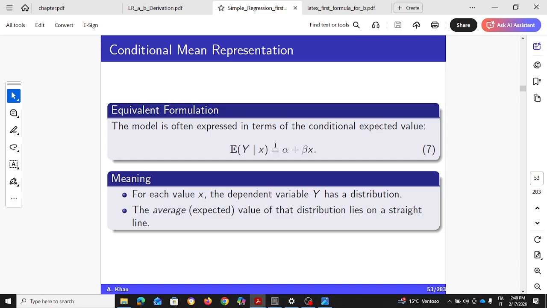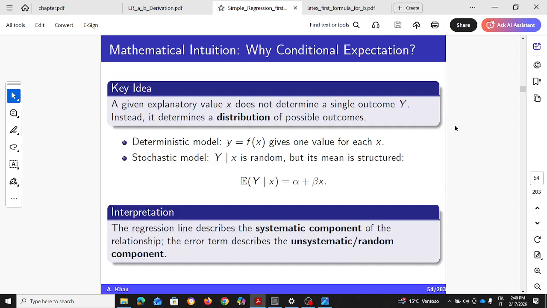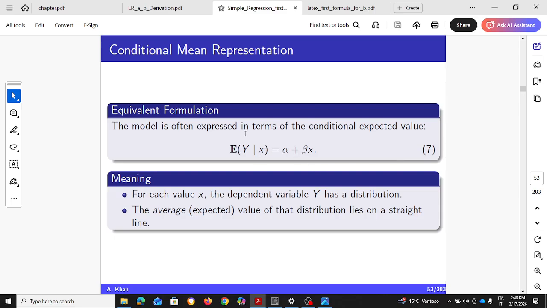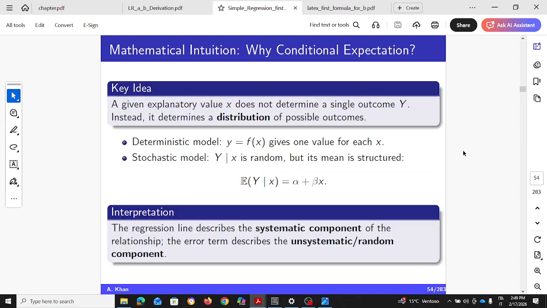Okay, so for each x, the dependent y has a distribution, and if we take the average value of this distribution, we get a straight line. Now, why do we have a condition here? The idea is the explanatory variable x does not determine a single outcome. We know now this is not deterministic. Instead, it determines a distribution of possible values.